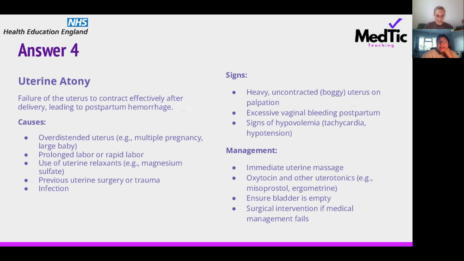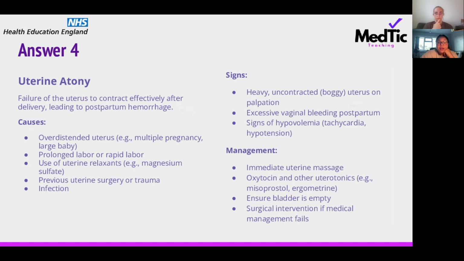So uterine atony is failure of the uterus to contract effectively after delivery, which can lead to a postpartum hemorrhage. Causes include an over-distended uterus, for instance with multiple pregnancies or a particularly large baby, and prolonged labor or quite a rapid labor as well, so different ends of the spectrum. It can also be associated with use of uterine relaxants such as magnesium sulfate, previous surgery like cesarean, trauma, and potentially some infections.